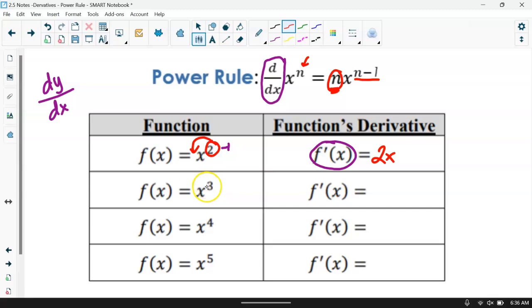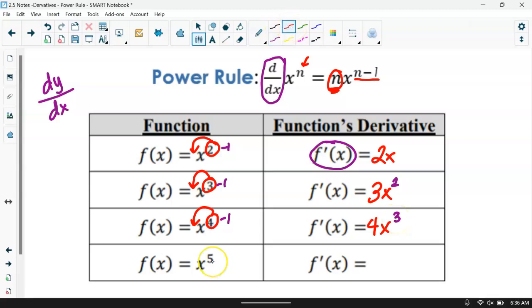Here, again, the exponent is 3. So the derivative of x cubed, to calculate instantaneous slope at any given x value, we bring down our exponent of 3. So now 3 is the coefficient. Then subtract 1. 3 minus 1 is 2. So the derivative of x to the third is 3x squared. Again, exponent of 4, so x to the fourth, bring down as your coefficient 4, x to the 4 minus 1. So now it's 4x to the third.